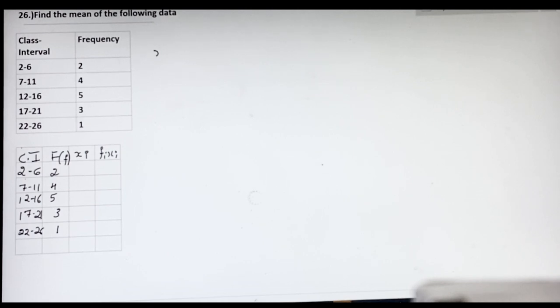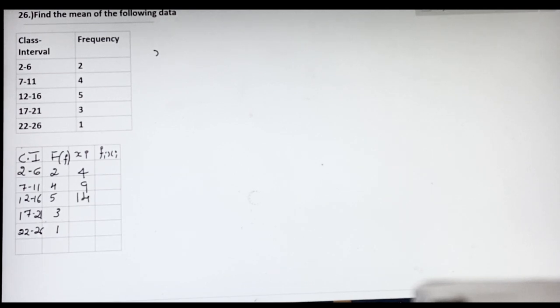For example, now I'll find the xi for the first row, that is 2 to 6. So 2 plus 6 is 8. When I divide 8 by 2, I get the answer 4. That is xi, that means the midpoint. Okay, 4 is the answer. Same way I find it for 7 and 11. I'll add 7 and 11, that is 18. So 18 by 2, the midpoint is 9. Next, same way 12 plus 16 is 28. So 28 by 2 is 14.